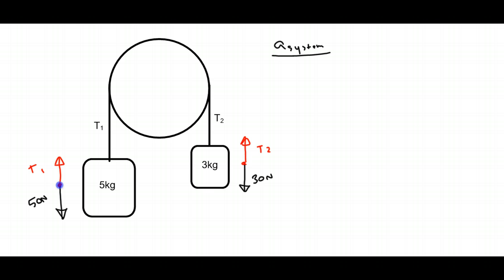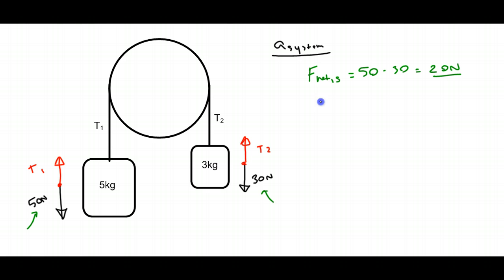Now, if we think about just the system, we're thinking about this external system here. We're thinking about what forces are pulling on the system. We have this 50 Newton force, and we have this 30 Newton force. So the net force, F net on the system, is equal to 50 minus 30, or 20 newtons.